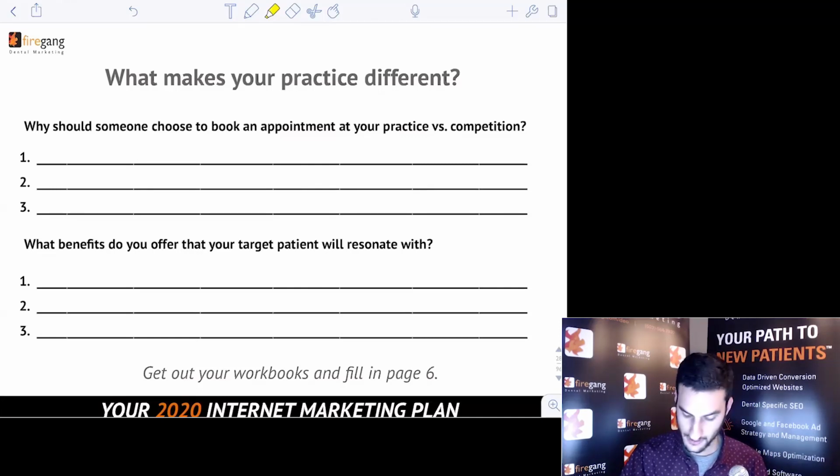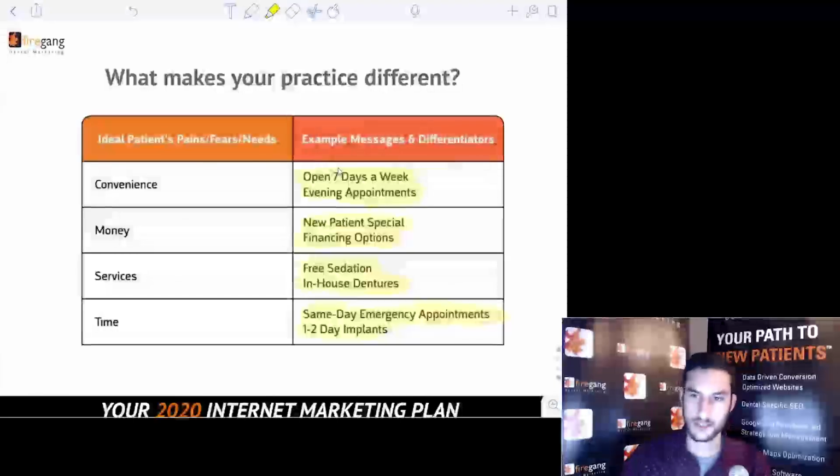So as you're filling out this page on page 6, I'd be curious for some of you, if you've got any ideas based on what I've said here, what makes your practice different, go ahead and enter that in the chat. I'd love to take a look, see what some of you guys are thinking about what makes you different and what kind of differentiators you might have within your practice. And just, what's your message going to be?